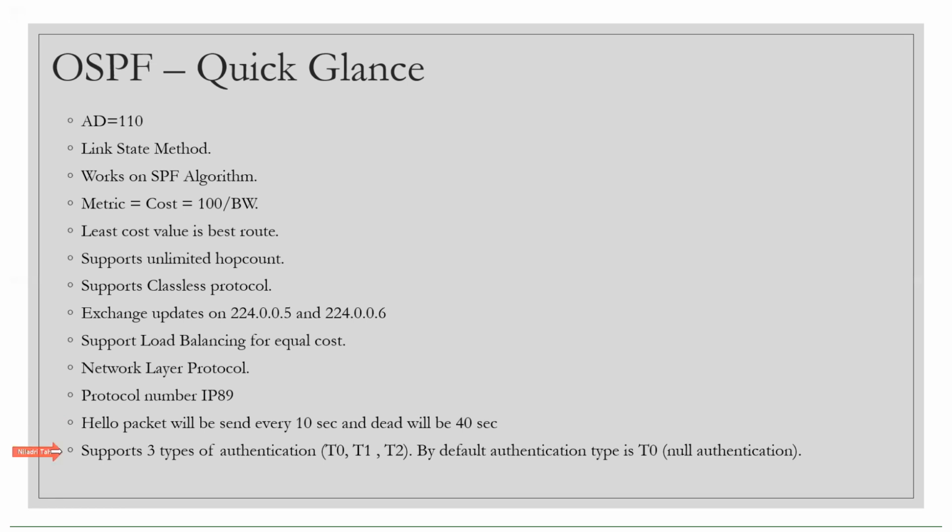OSPF supports 3 types of authentication. Now, authentication is needed, because let's say you have got 10 routers who belong to an OSPF group. Before you ensure that the updates are shared amongst the routers, you have to make sure that the routers are authenticated to each other.